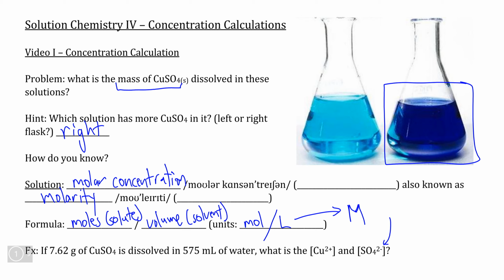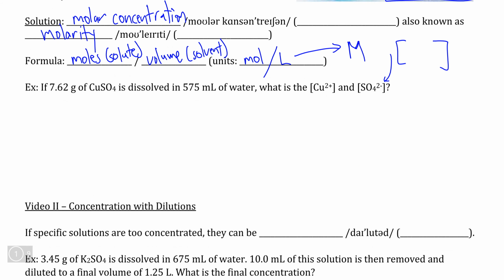Alternatively, there may not be any units given at all, and there may be square brackets used like this surrounding either the solute itself or the separate ions that it dissociates into. If you see any of these three measurements, moles divided by liters, capital M, or the solute surrounded by square brackets, all of these are asking for you to calculate concentration. Doing a stoichiometry calculation involving a solution is actually relatively straightforward because they only involve one additional step of dividing by the volume of our solvent.